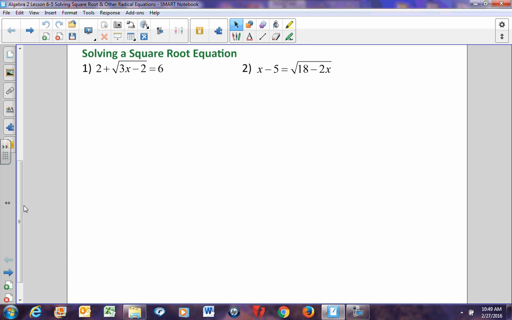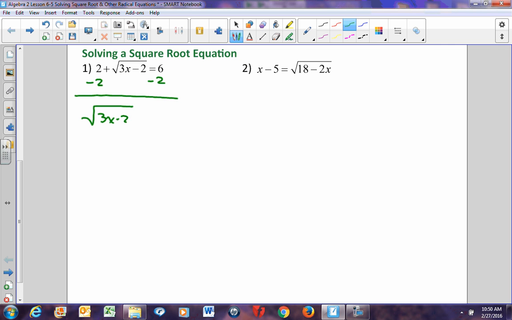I'm going to solve 2 plus the square root of 3x minus 2 equals 6. First thing I should do is isolate the radical all by itself, which means I need to get rid of this 2 here, so I'll subtract the 2 from both sides, and I will get the square root of 3x minus 2 equals 4. Now I need to get rid of the square root of 3x minus 2 by squaring both sides of my equation. When I square the square root, the square root cancels out the square, and the square cancels out the square root, so we end up with 3x minus 2 equals 16.